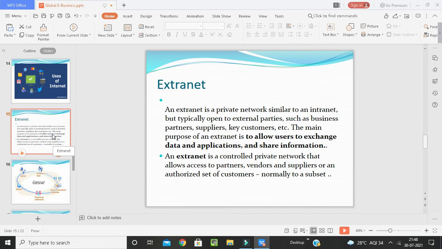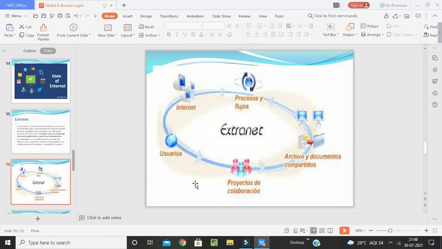Now, extranet. The extranet is a private network similar to an intranet, but typically open to external parties such as business partners, suppliers, key customers, etc. The main purpose of an extranet is to allow users to exchange data and applications and share information. In simple terms, users can exchange data, applications, or information with one another, that means among partners, suppliers, or key customers. Sharing of information with the help of the internet among a group of people is nothing but an extranet. If you see here, you can see how the internet is processing and how the extranet is working.